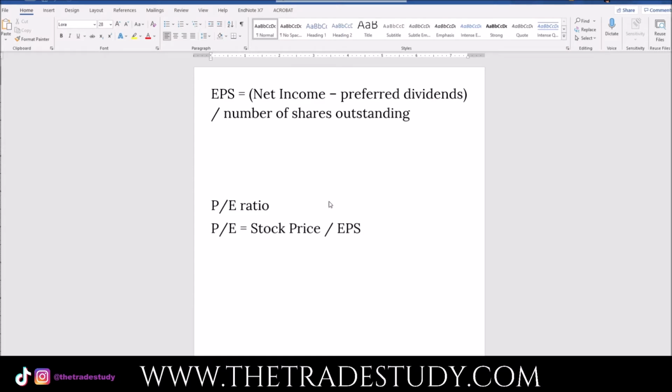So let's review the EPS. Remember, we're taking the income, right? We divide that income by the number of shares outstanding. And before we do that, we have to make sure that if the company does pay out any dividends, we subtract that from the net income, and you'll be good to go. That will get your EPS number. You would plug that into the bottom here, stock price divided by the EPS, and you would get your PE ratio.